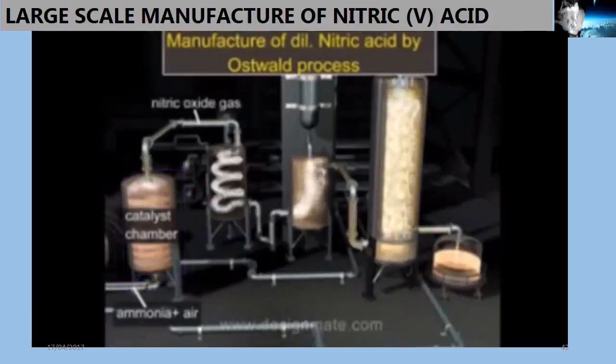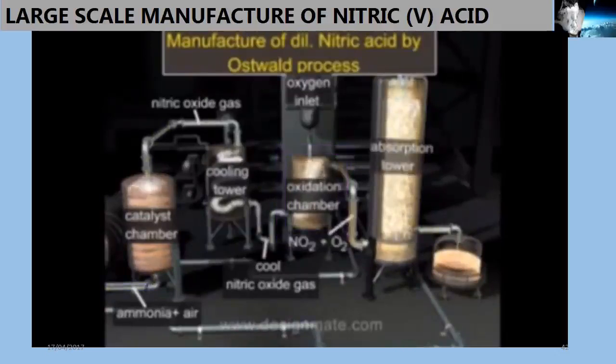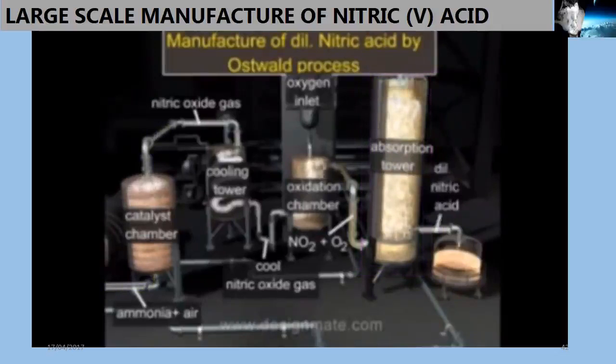This nitric oxide is passed to the cooling chamber where it gets cooled and then enters the oxidization chamber, which is connected to an oxygen inlet. Here, nitric oxide combines with oxygen, forming nitrogen dioxide. This nitrogen dioxide is allowed to pass through the absorption tower, where the nitrogen dioxide is dissolved by water, forming dilute nitric acid.